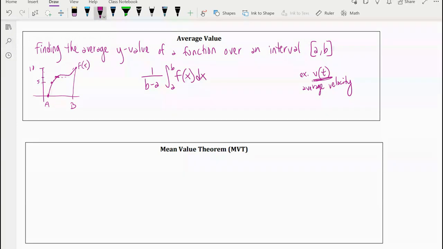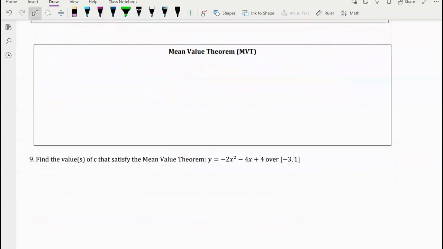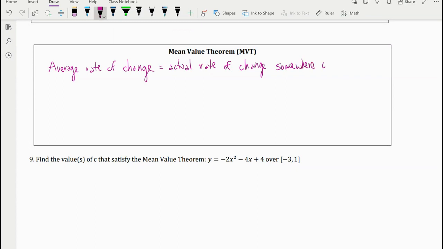Now, mean value theorem is a totally different thing. Mean value theorem is talking about the slope. The mean value theorem says this: average rate of change, aka slope, is equal to actual rate of change somewhere. I'm kind of writing this in layman's terms. I will formalize this here in a second. Equals actual rate of change somewhere on the interval.